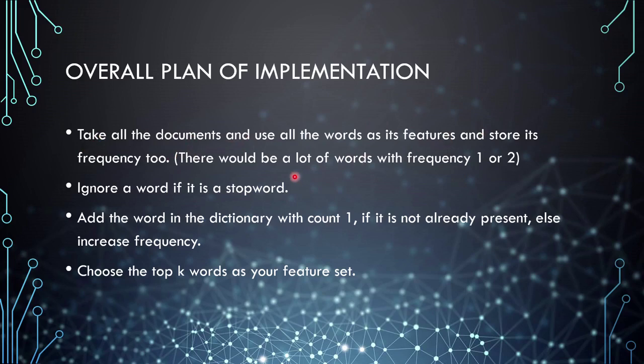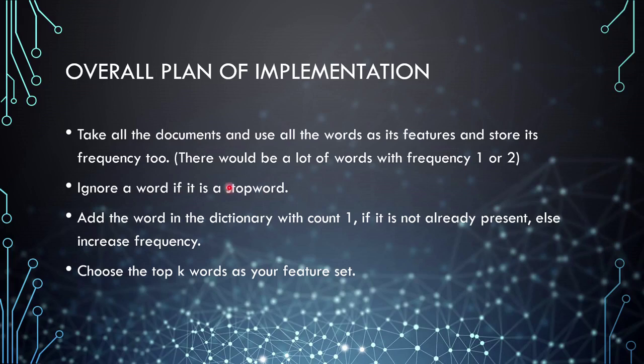Now you can easily guess the words like a, the, his, her and stuff like that. There would be a lot of words with frequency 1 or 2, and those words are going to be quite insignificant. Like how many times the word the occurs in a document, it has no relation with what is being talked about in that document, right? So there would be a lot of useless words with frequency 1 or 2. We will just ignore those words if it is a stop word. We will see what a stop word is exactly.